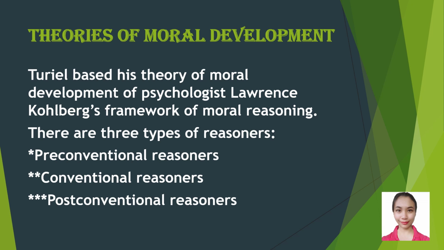So according to Turiel din naman, there are three types of reasoners. So these are the pre-conventional reasoners, conventional reasoners, and post-conventional reasoners. So ano nga ba yung tatlong types ng reasoners na ito, class. First is the pre-conventional reasoners. So they reason according to the self-perspective. They ignore the social norms and do not use them in their reasoning process.